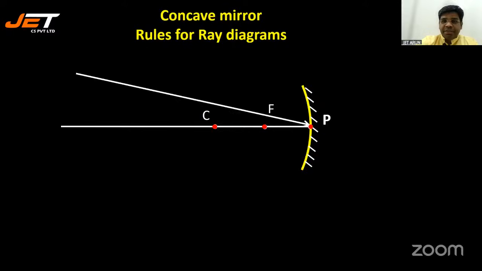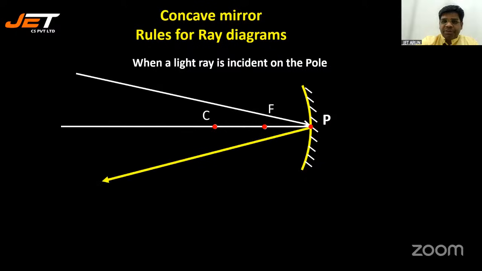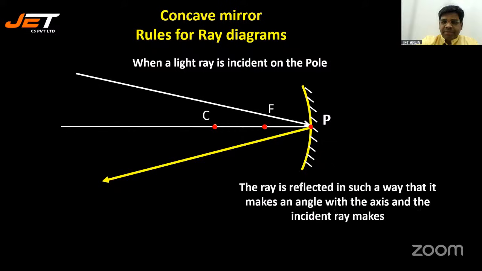A ray hitting the pole of the mirror, incident on the pole of the mirror. Now what happens? It will get reflected symmetrically with respect to the principal axis, like this. The yellow ray is the reflected ray, the white ray is the incident ray. So the reflected ray is reflected in such a way that it makes an angle with the axis same as the angle of the incident ray. What angle does the incident ray make with the principal axis? If it is theta, the reflected ray also makes theta. It will make an angle theta with the principal axis. It is symmetric.